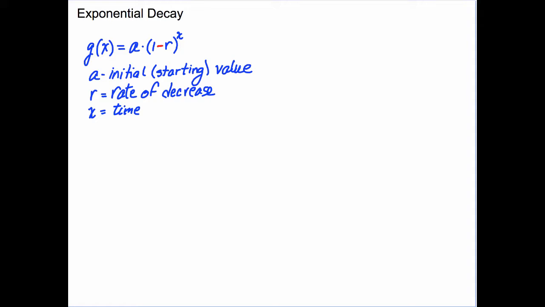Next, we'll look at exponential decay. Exponential decay is where instead of growing at a certain percentage of growth per year, the value of something or the number of something decreases at some percentage. So we slightly modify the growth function to a, the initial value, times (1 minus r) to the x, again where a is the starting value, r is the rate of decrease, and x is the time period.